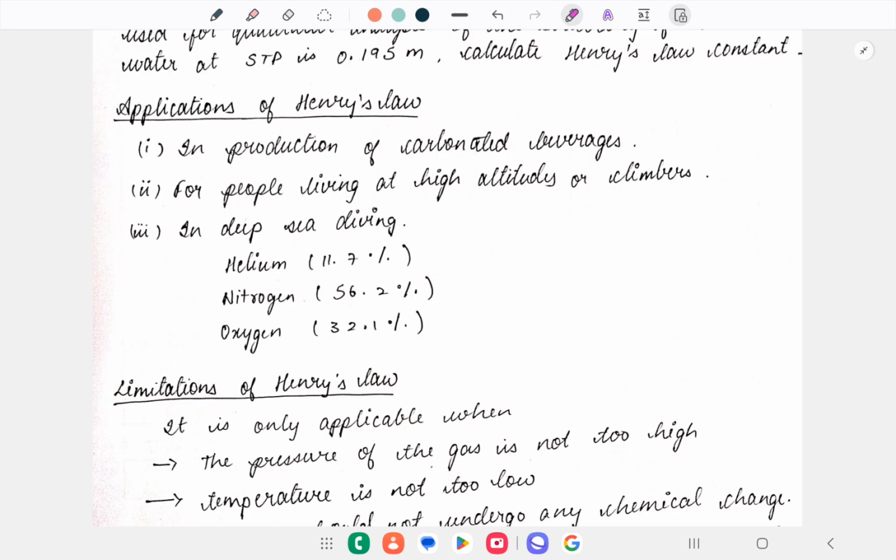It is also relevant for people living at high altitudes, or climbers. At high altitudes, the partial pressure of oxygen is less than that at ground level. This leads to a low concentration of oxygen in the blood, and consequently people living at higher altitudes or climbers feel weak both physically and mentally. These are symptoms of a medical condition known as anoxia.